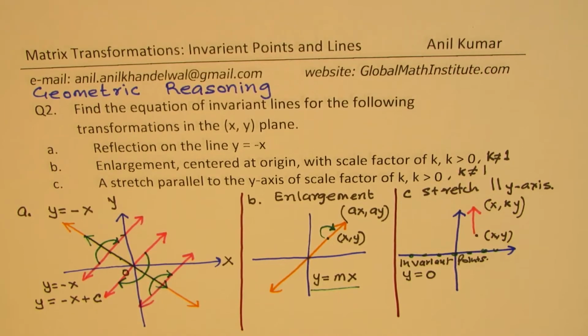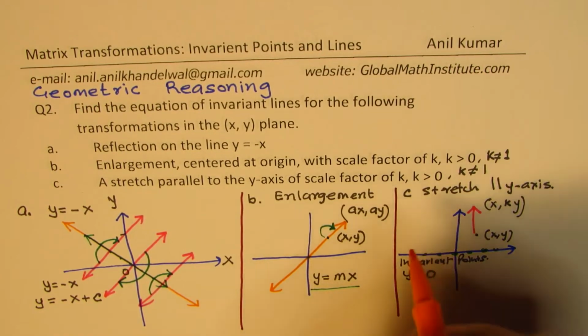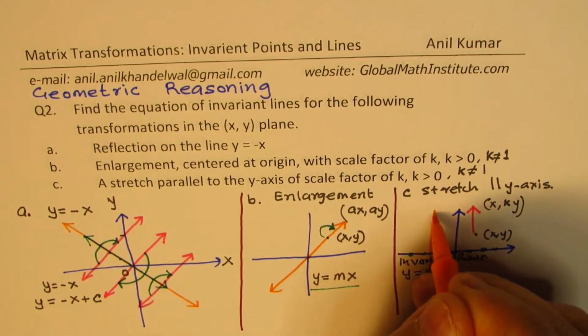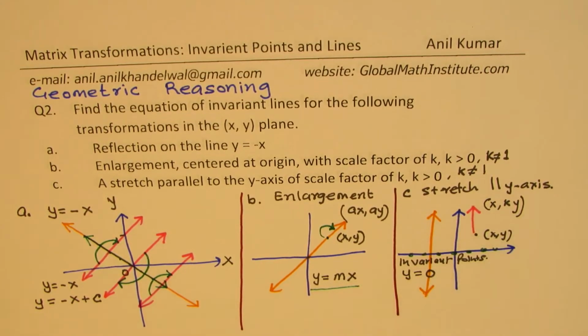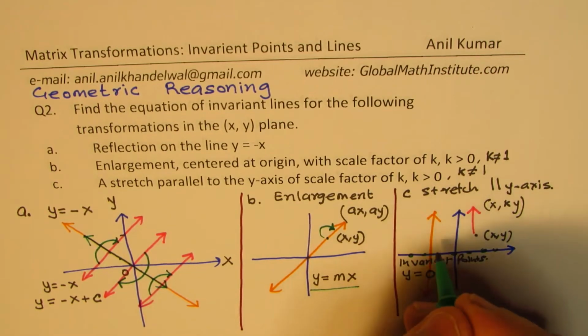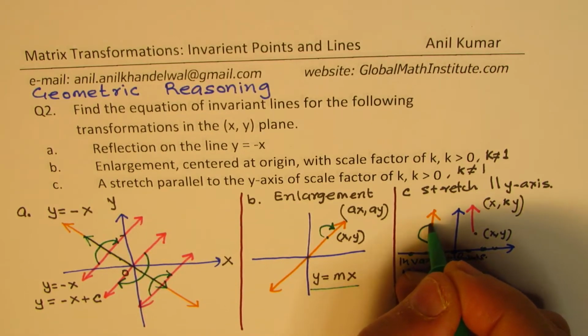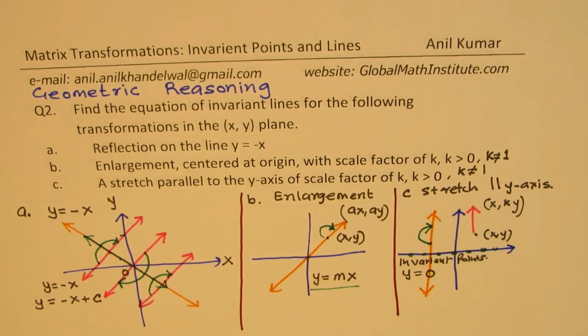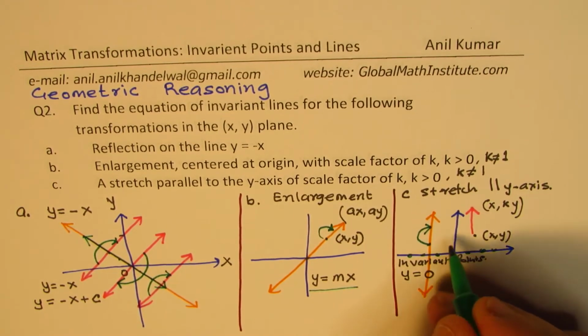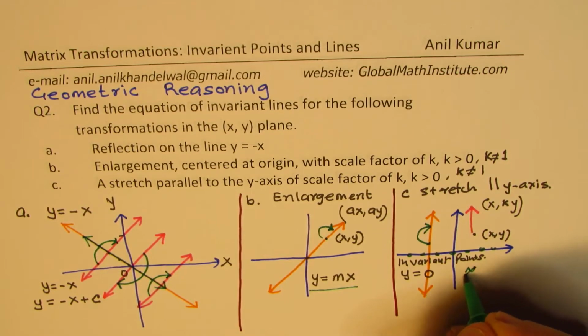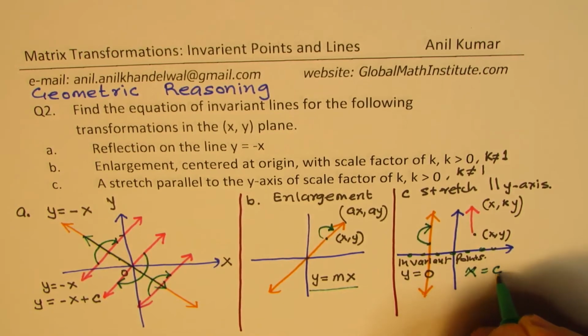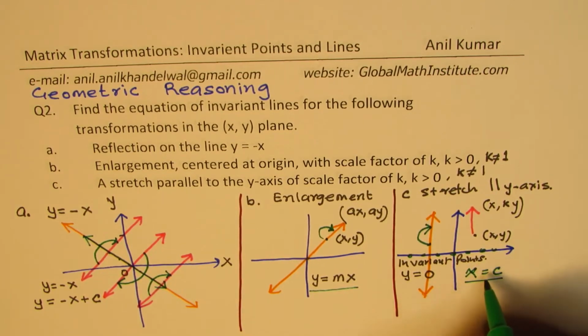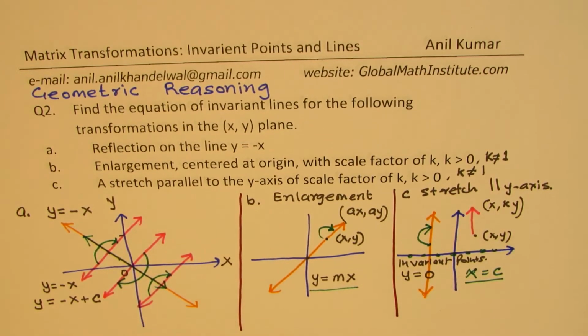Now the other will be all the lines which are vertical. If I have a vertical line, what happens in that case? Any point on the line will actually get its image also on the line, correct? So that also gives us invariance. So x equals a constant c will be a vertical line, and all these vertical lines x equals c will be invariant lines for this kind of transformation. Is that clear to you?